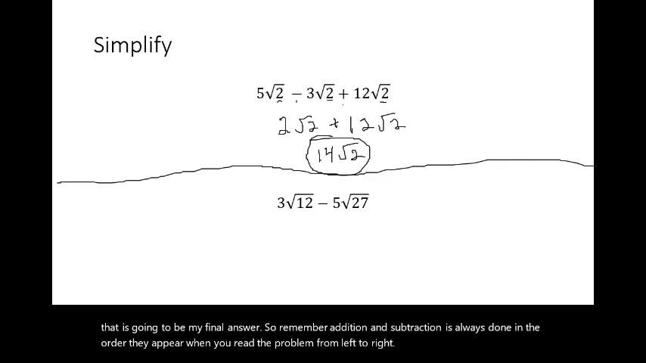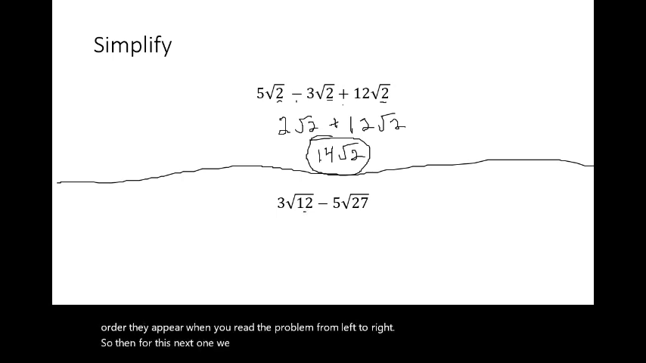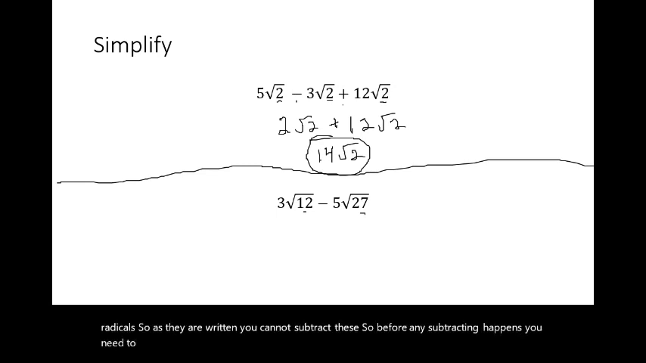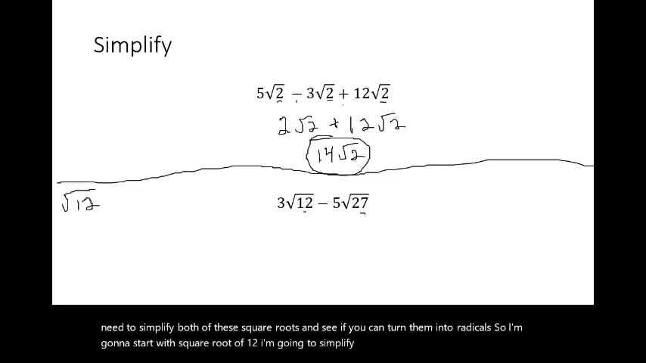So then for this next one, we have 3 square root of 12 minus 5 square root of 27. These are not like radicals, so as they are written, you cannot subtract these. So before any subtracting happens, you need to simplify both of these square roots and see if you can turn them into like radicals. So I'm going to start with square root of 12. I'm going to simplify that over here off to the side.